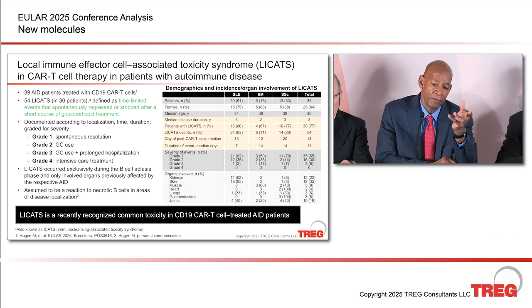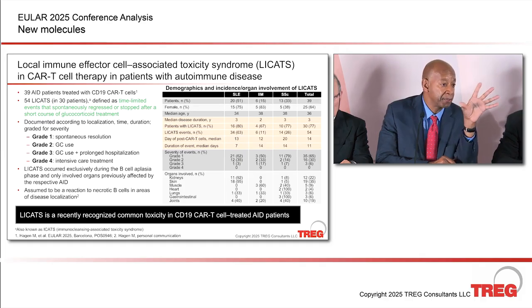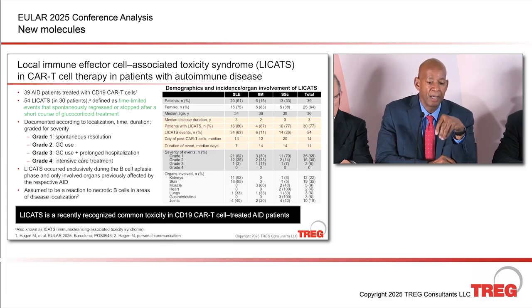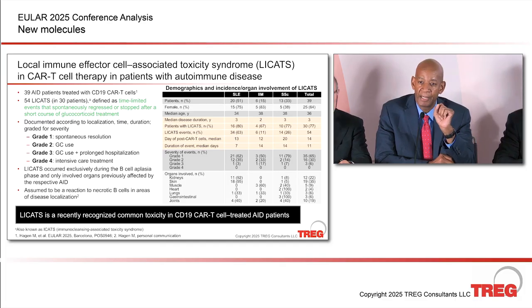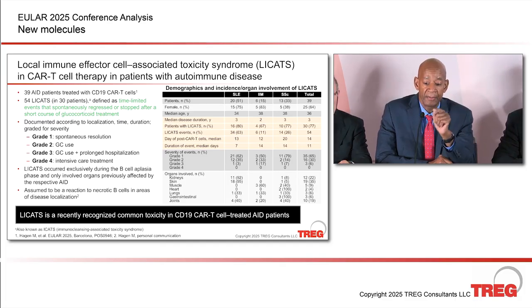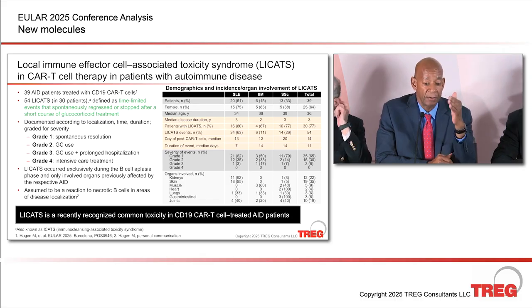From the Erlangen group, they report a new set of toxicities that we're seeing with these agents called LICATs. You see them defined here. They reported on 30 patients with 54 events. Here's a key thing. Focus your eyes on the salmon-colored box on the right. These events happen pretty quickly, at a mean duration of 12 to 20 days. But they also resolve pretty quickly, within 7 to 14 days. In the grades here, you see that some spontaneously resolve, but some did require glucocorticoids.